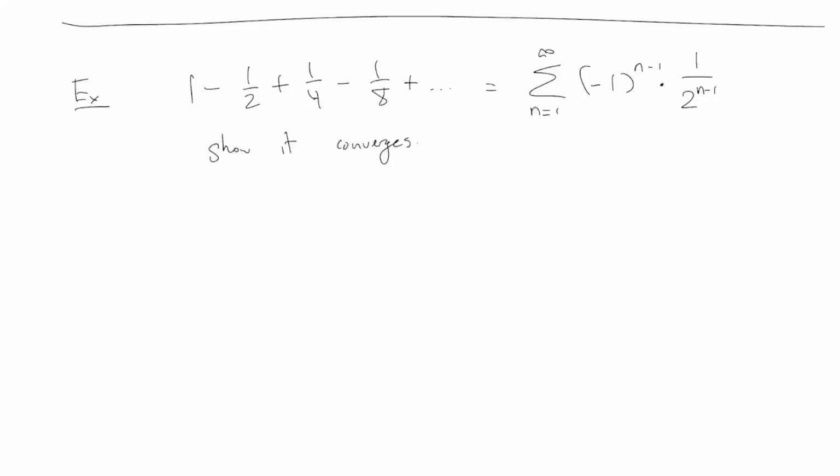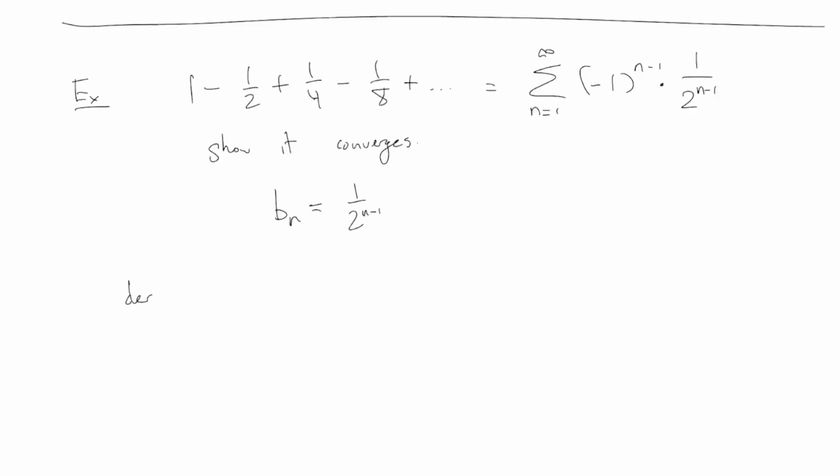You do the 2 steps. There is the decreasing and the limit. And each one by themselves should work out fairly well. What's the Bn in this case? Remember, the Bn is what you see inside the sum, not including the signs. So the Bn in this example is 1 over 2 to the n minus 1.